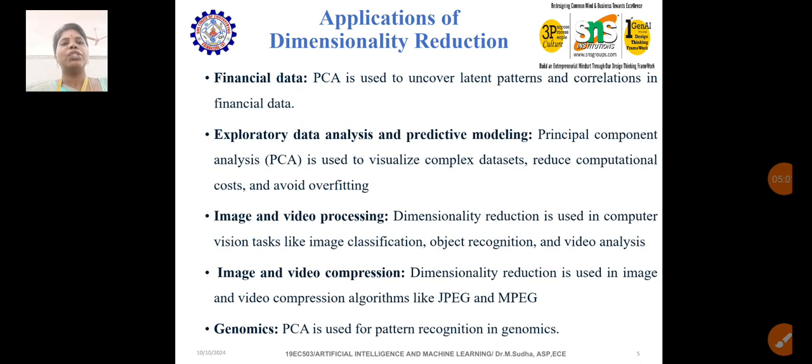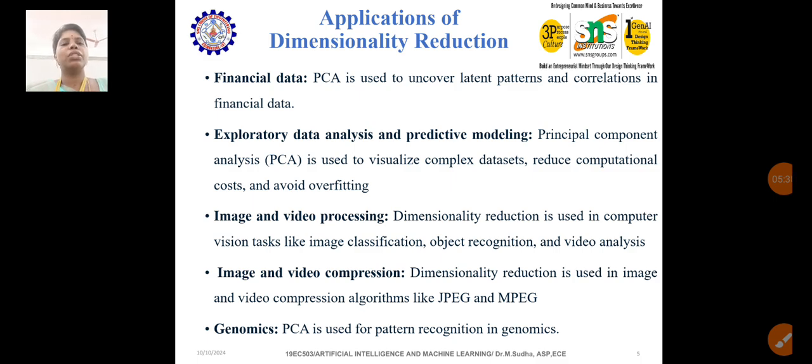Coming to the applications of dimensionality reduction, we have some major applications. I already gave some glimpse, and we will see them in detail now. First, financial data. Here PCA is used to uncover latent patterns and correlations in the financial data. Then exploratory data analysis and predictive modeling. Principal component analysis is used to visualize complex data sets, reduce computational cost, and avoid overfitting. That is why dimensionality reduction is used in exploratory data analysis and predictive modeling.